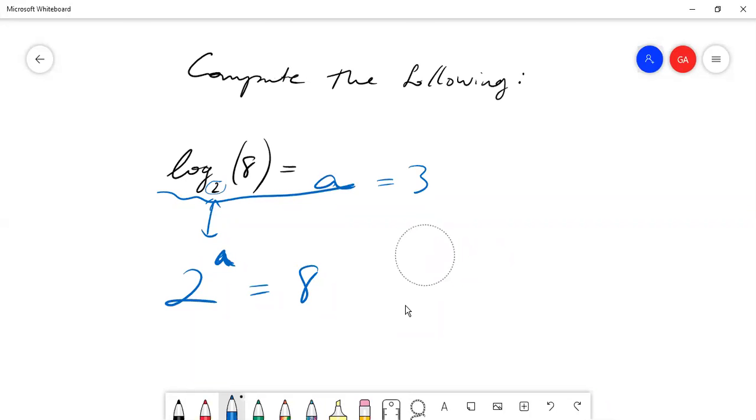So basically, what did I do? I converted the problem to an exponential problem. I called the entire right-hand side A. Then I rewrote the problem in terms of A, and then I guessed a number. I picked a number A that satisfies this equation, and that number is 3. So log base 2 of 8, that's how you would say it, is 3.